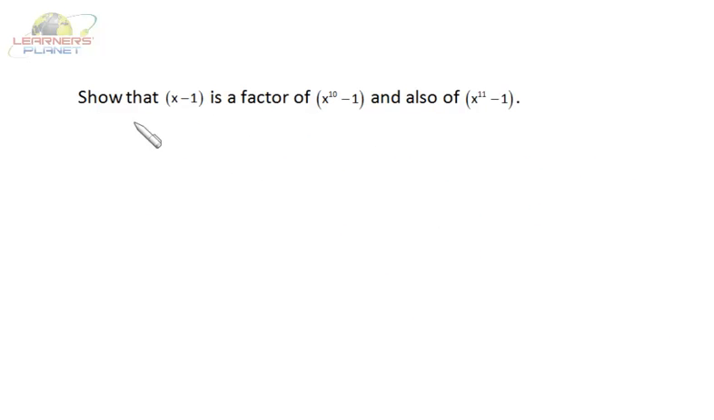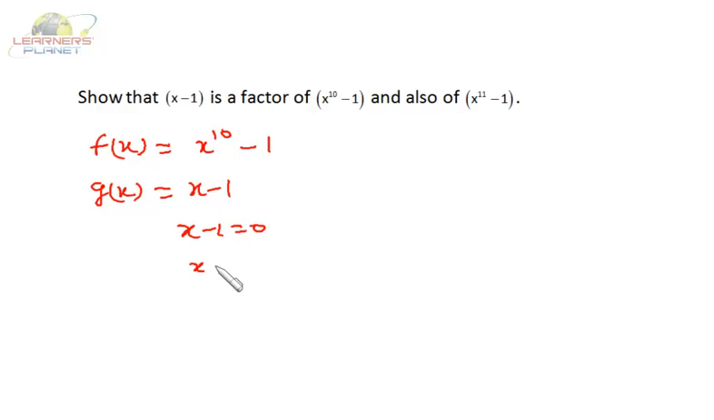Now we have to prove that x minus 1 is a factor of x raised to 10 minus 1 and also of x raised to 11 minus 1. Now further we will apply factor theorem. Here suppose fx is x raised to 10 minus 1 and gx is x minus 1. Now we have to prove that x minus 1 is a factor of x raised to 10 minus 1. So first of all, let's find out the 0 of gx, that is x is equal to 1. Now we calculate f of 1.